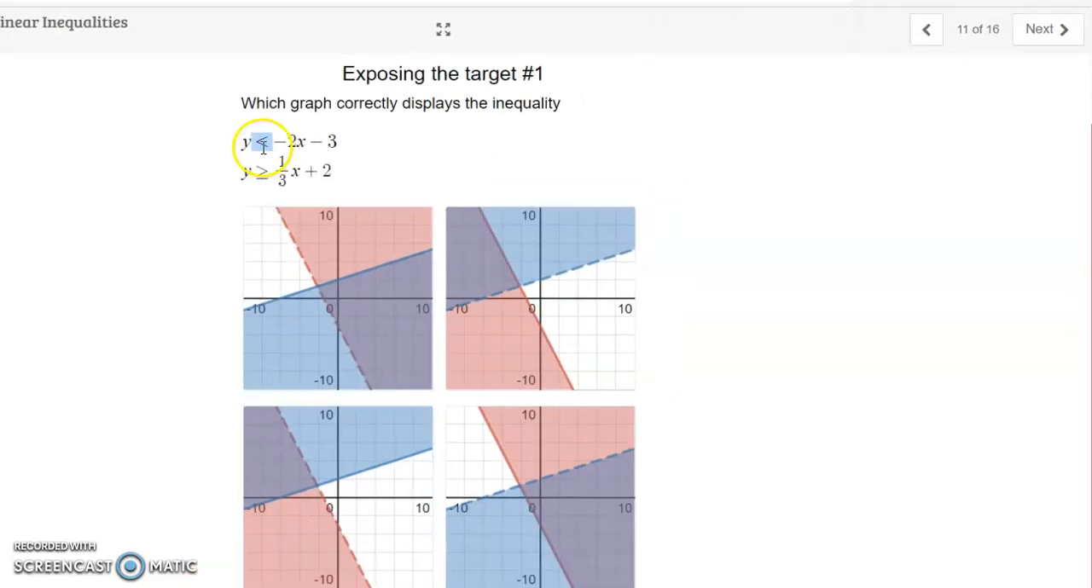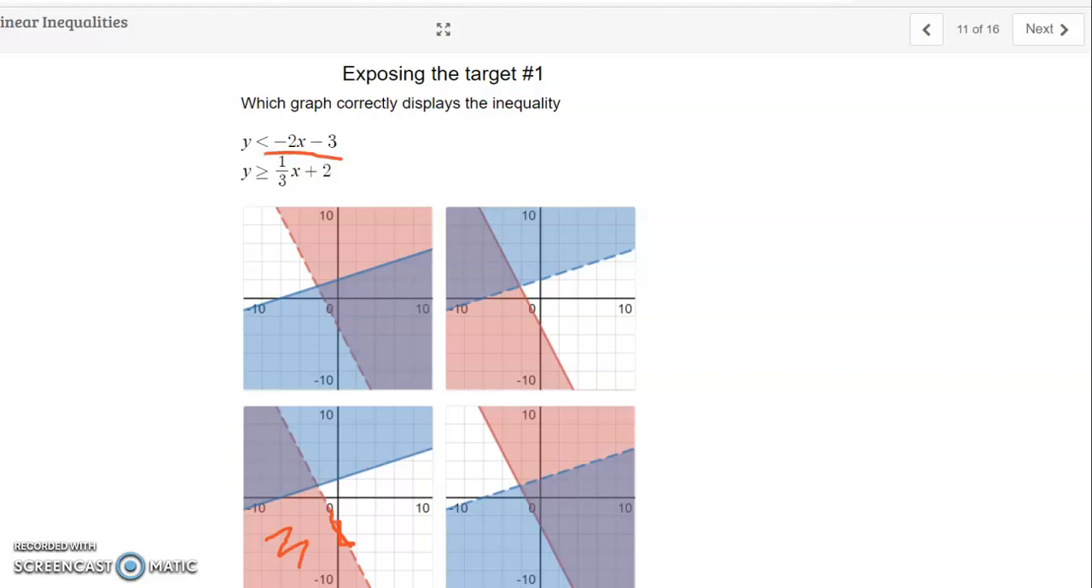Alright, so we're looking for a dashed line here, and then a y-intercept of negative 3. So this has a y-intercept of negative 3. We have a slope that goes down 2 to the right 1, okay. And then they drew a line between the points, okay. It's a dashed line, and then y is less than, so it's shaded below, okay.